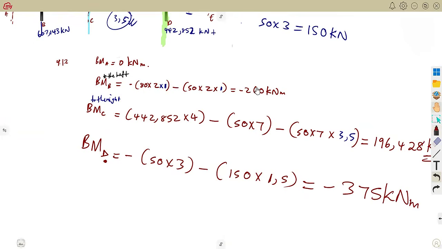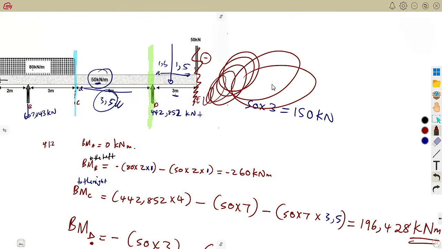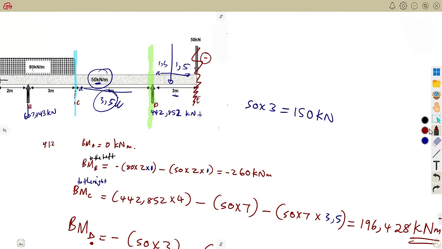Then the last one at the end point at E, and we do not have anything on the right side. So we do not have a distance to be taken from the right side. So meaning to say that will be a 0, that one.